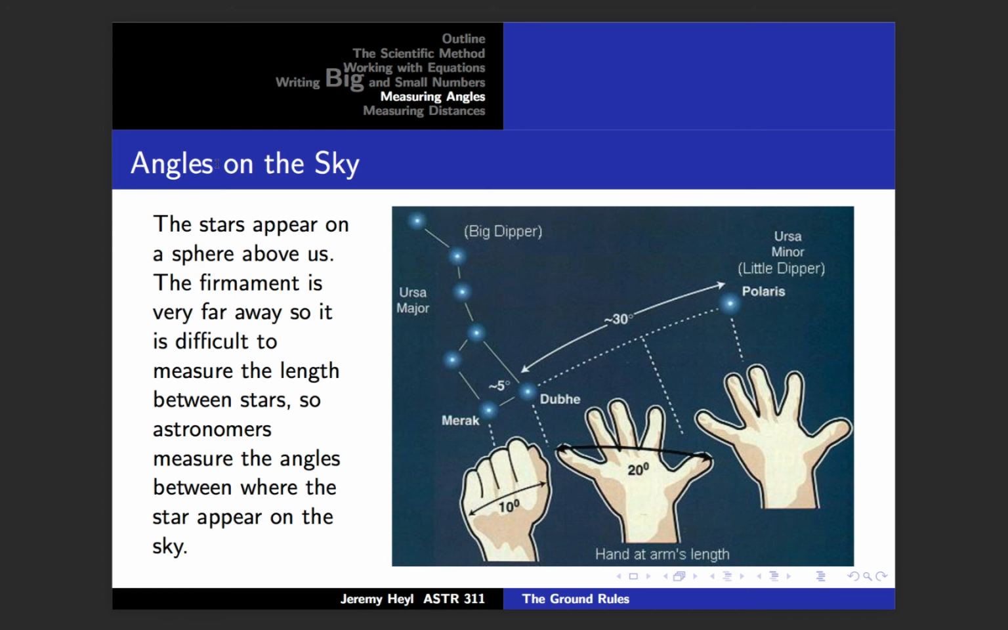So it's a little bit off. So that's 10 degrees. It's not 10 to the 0. We've just been doing scientific notation. But it turns out that the width of your fist is about 10 degrees. And if you stretch things out like that, that's about 20 degrees.